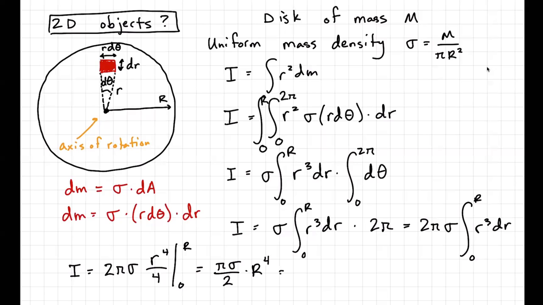I'm going to write this a little bit differently. So I'm going to write it as sigma pi R squared over 2 times R squared. The reason why I'm writing it that way is because sigma is our mass density. So the mass is sigma times pi R squared. That's this. That's the mass. That means that I can say that the moment of inertia is 1/2 m R squared, and that's the result.